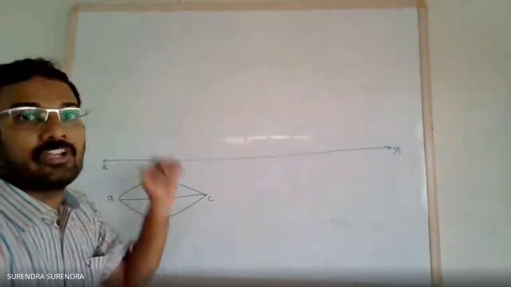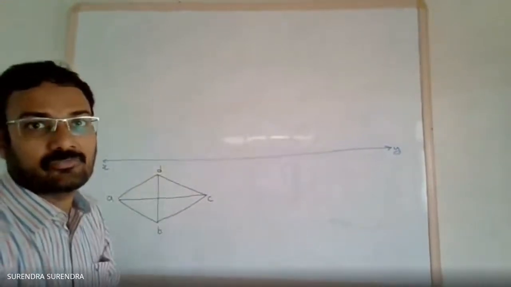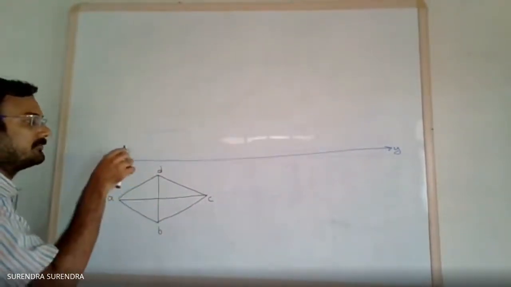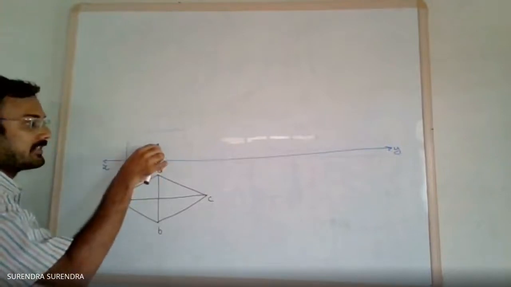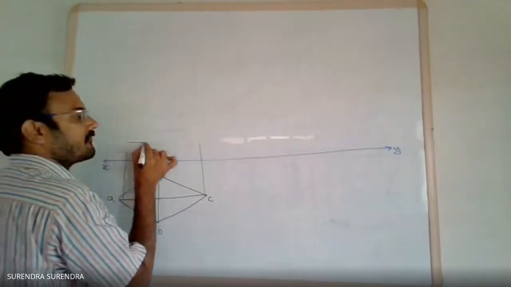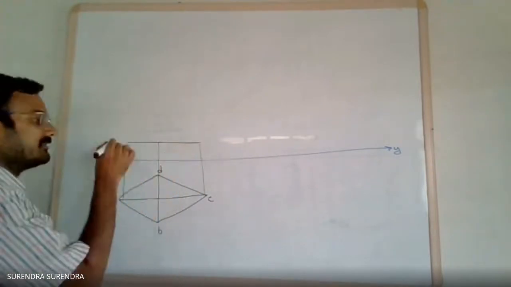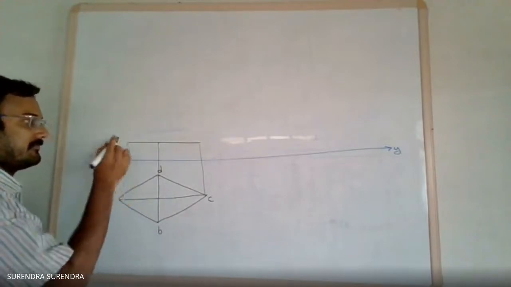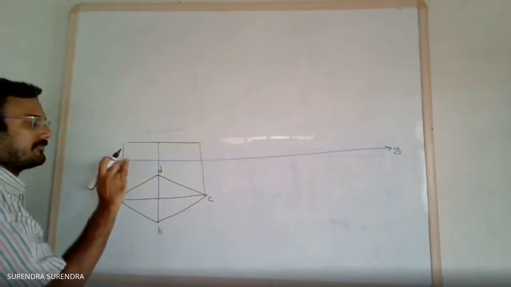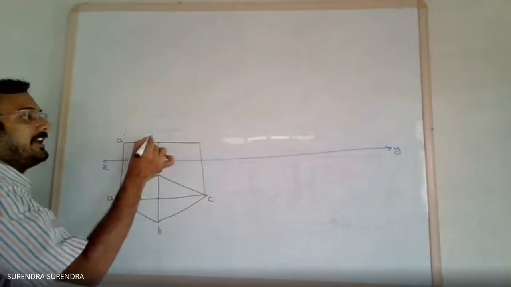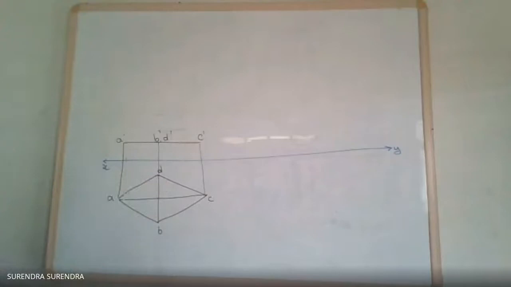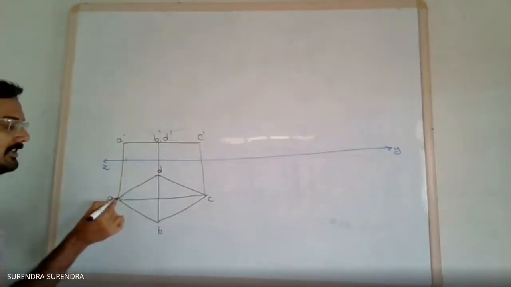So the respective front view can be drawn at any random distance from XY line. So at any random distance, project all the points from top view. Projection from A, B and D, C. Mark these points as A dash, B dash, C dash and D dash.